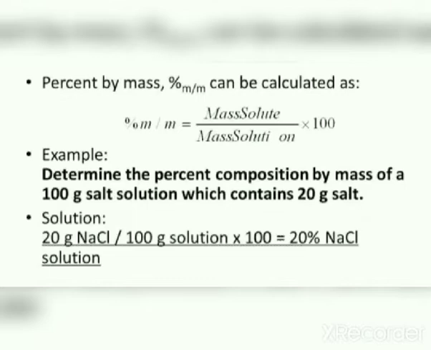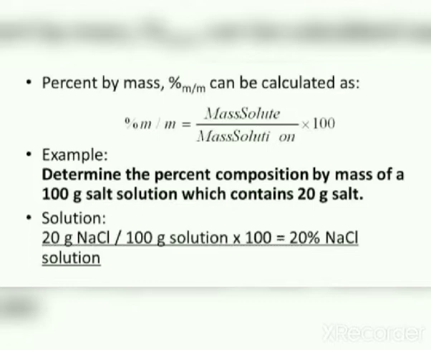How to calculate the mass by mass percentage? You know the formula used is mass of the solute by mass of the solution into 100. Now consider an example given here. Determine the percentage composition by mass of a 100 gram salt solution which contains 20 gram salt. When you read the question, you will come to know that the mass of salt present is 20 gram. The mass of the solute is 20 gram. And what is the mass of the solution given here? The mass of the solution given here is 100 gram.